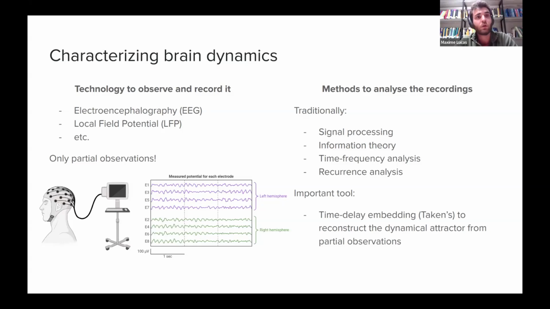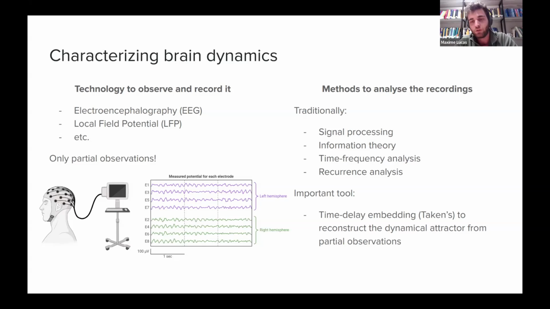Then you would want methods to analyze these recordings. Traditional methods include working directly on the time series using signal processing, information theory, time frequency analysis, and recurrence analysis. There are many different techniques that are well known and well tested. One important tool, if you don't want to work directly with the time series, is time delay embedding. For those of you who might not be familiar with it, the brain is the whole system, and what we measure is only some observable of the system. We don't measure all of the neurons.